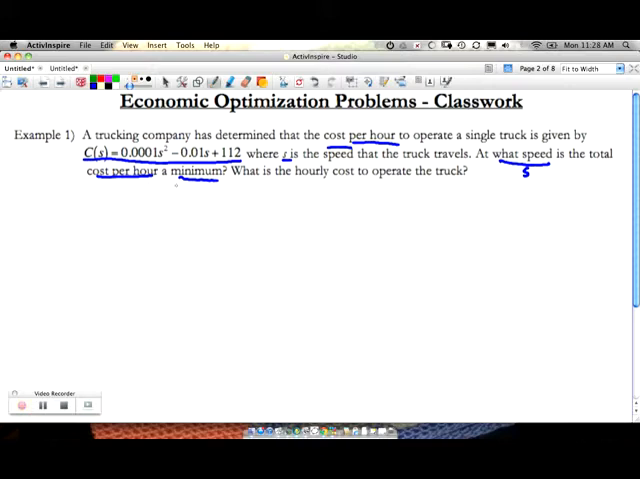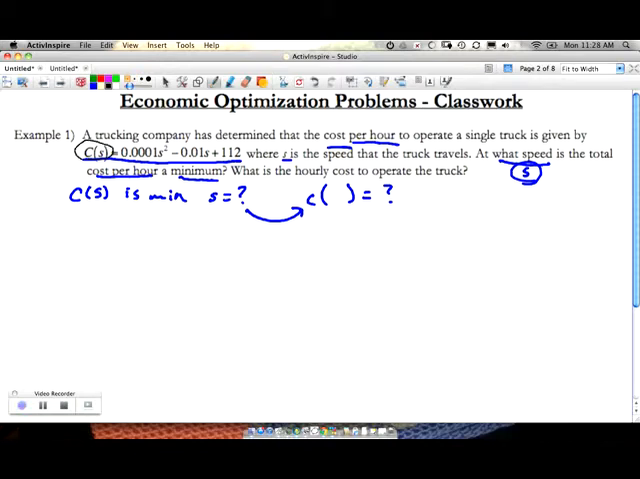So they want to know for what S is C at a minimum. So if C of S is a min, then S equals what? And that's the first question. And then whatever that answer is, we want to plug it back into our function C. And what does that equal? So those are our two questions. Let's do the first one.